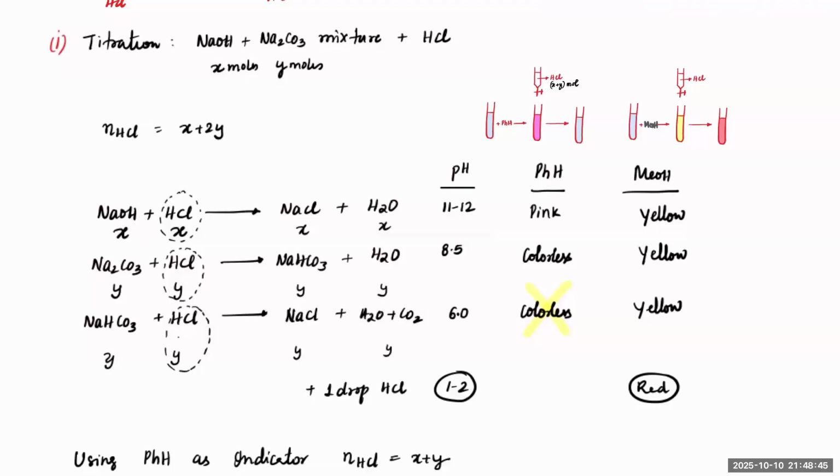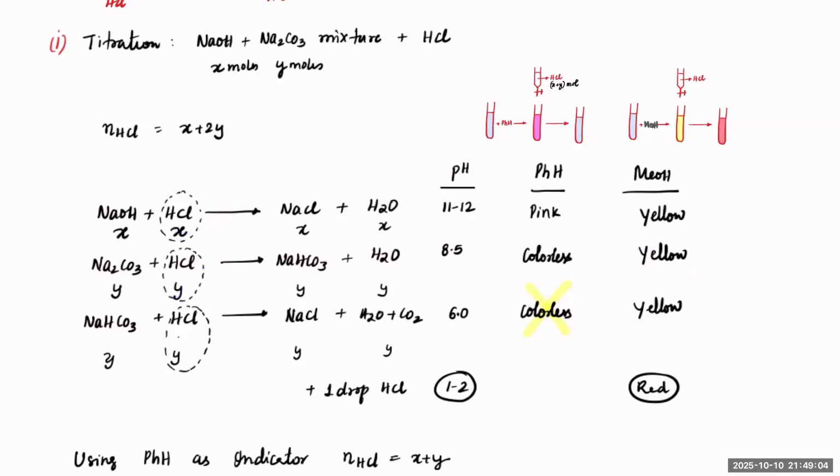Got it? After that, Na2CO3 will be further titrated with HCl, because you are not stopping, because the color change is not happening yet. Till the color change happens, you will keep on titrating. So X moles have been done. Now you have added Y moles also. Still it remains yellow.